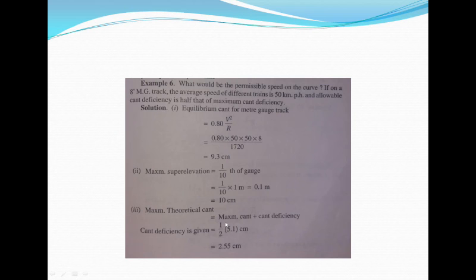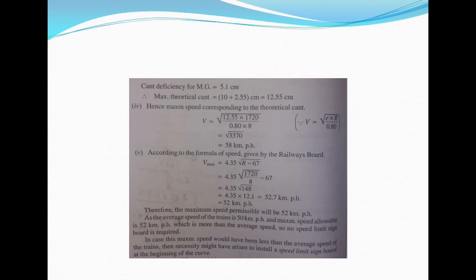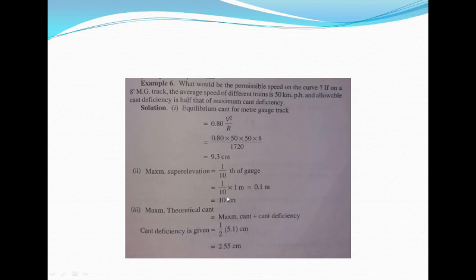The maximum theoretical cant is given by maximum cant plus cant deficiency. Maximum cant, we have got as 10 centimeters. Cant deficiency: in the problem itself they have given that the cant deficiency is half of the maximum cant deficiency. The maximum cant deficiency is 5.1.